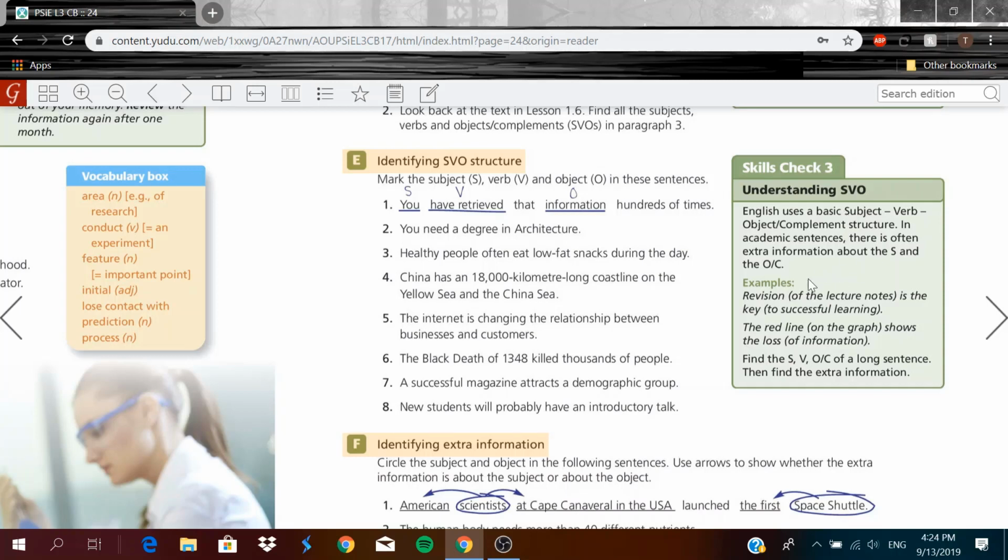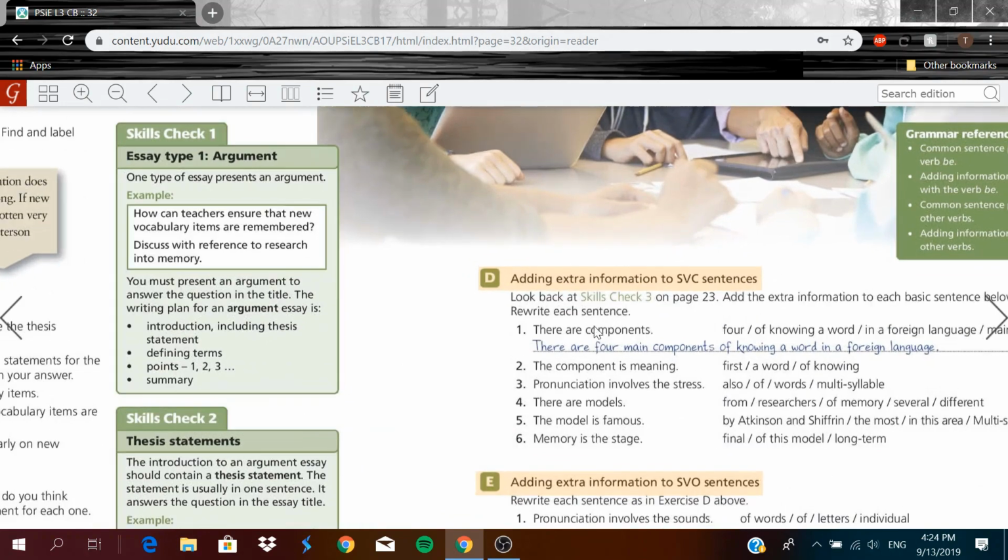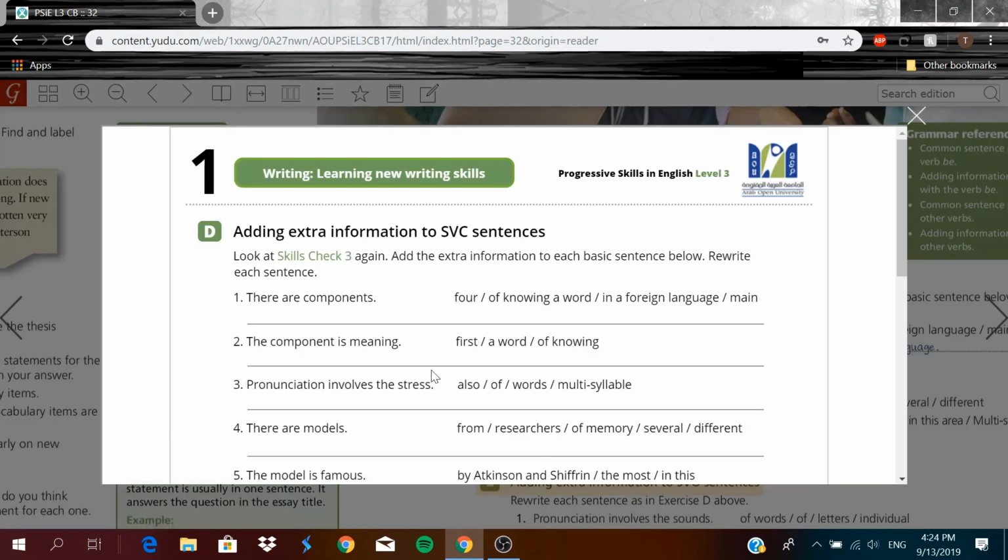So here we have examples. Revision of the lecture notes is the key to successful learning. We talked about this before, okay? So basically some information can be hidden, or these are called extra information. So now let's go back to page 30. Let's open exercise D. Here we have add the extra information. So here we have the sentence and we have extra information. So we're gonna have to add this extra information to the basic sentences below.